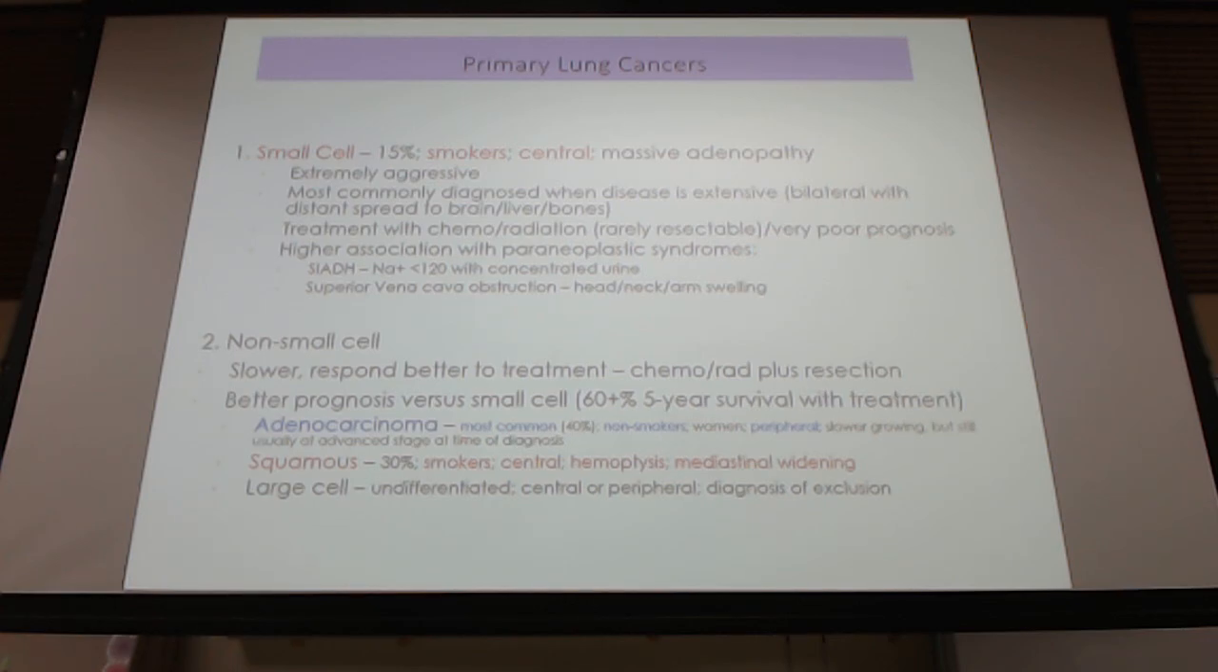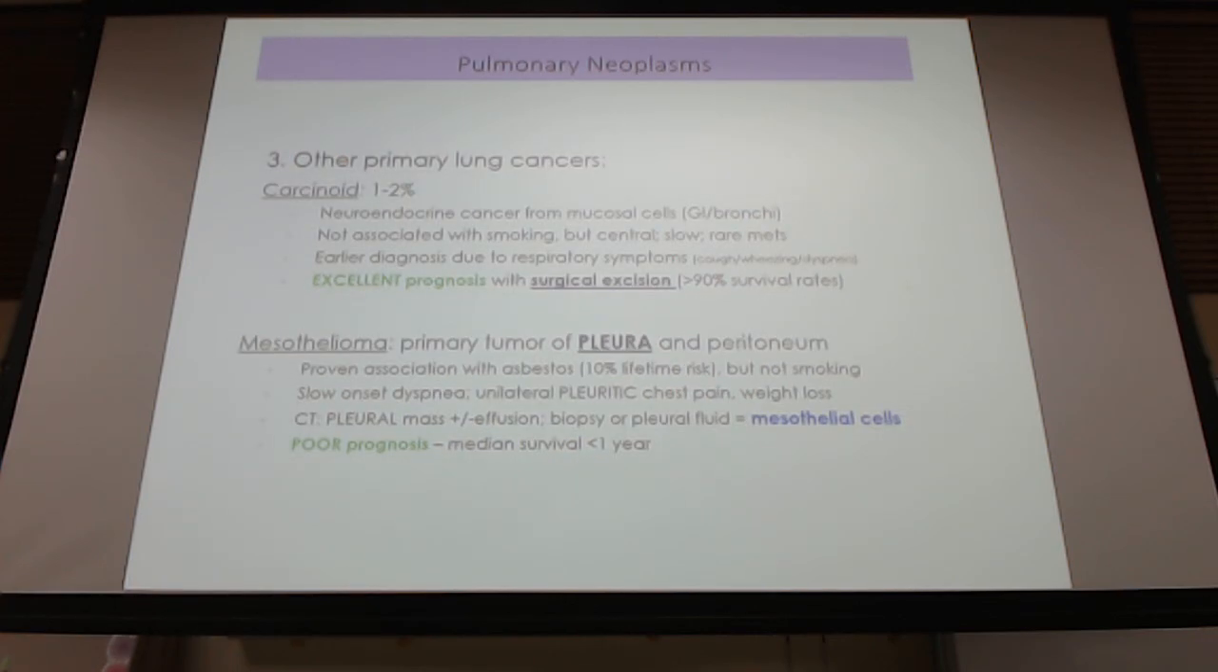That is all. I think this is one that, this one, carcinoid equals surgery equals great prognosis. And then mesothelioma equals pleura equals asbestos.